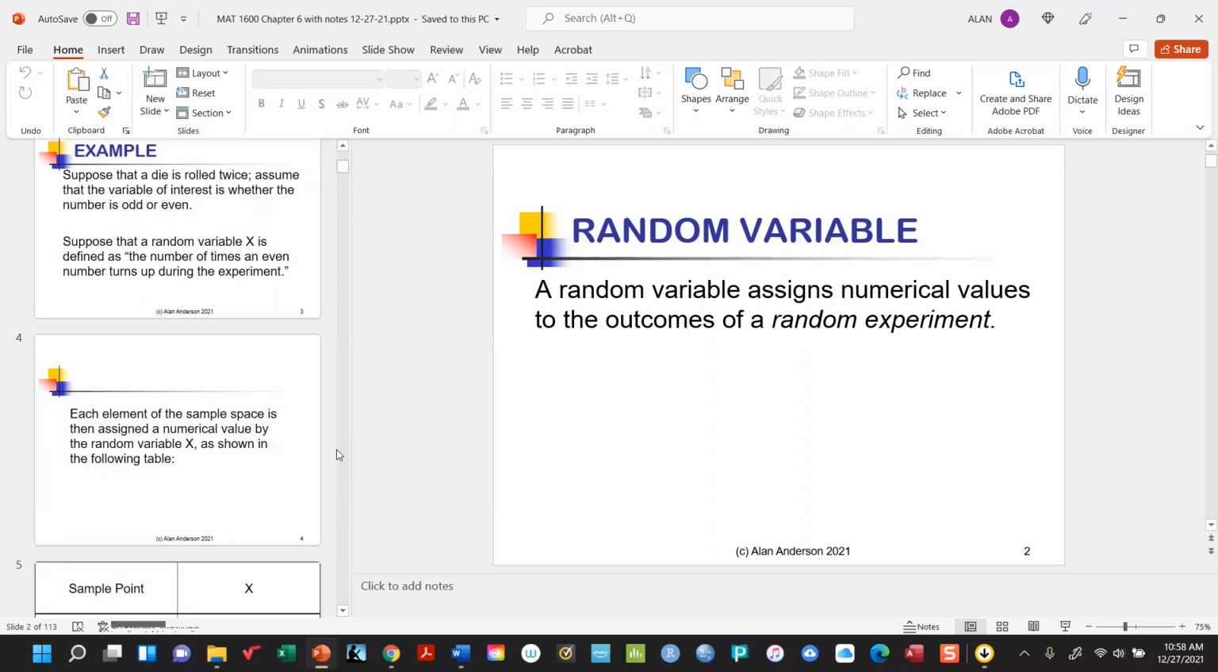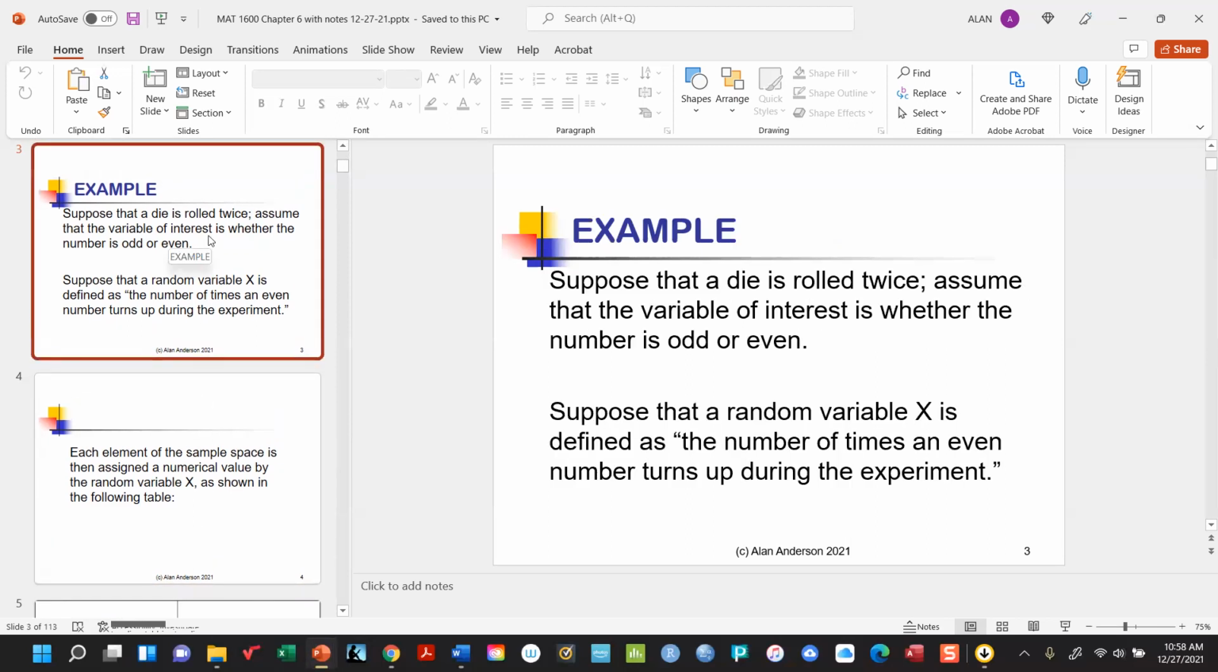Our goal is to make it easier to calculate probabilities by taking all the possible outcomes of an experiment and assigning them a number. Obviously numbers are easier to work with than letters or colors or flavors or whatever the case may be. So if you remember that example of the dice, remember we rolled the die twice, we were only focused on evens or odds, and the sample space was this.